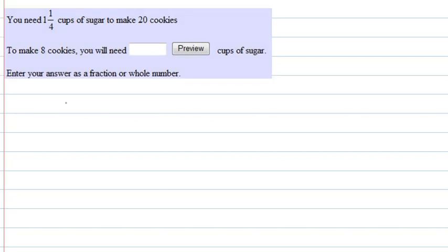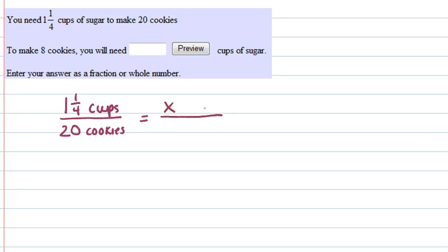So I can set it up as 1 1/4. I like to include the labels here initially. So 1 1/4 cups makes 20 cookies as, let's see, so the cookies has to go on the bottom. I don't know how many cups, so that's where my variable goes. I'll use x. X cups makes 8 cookies.